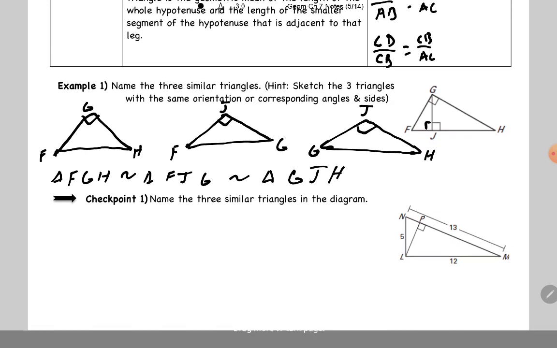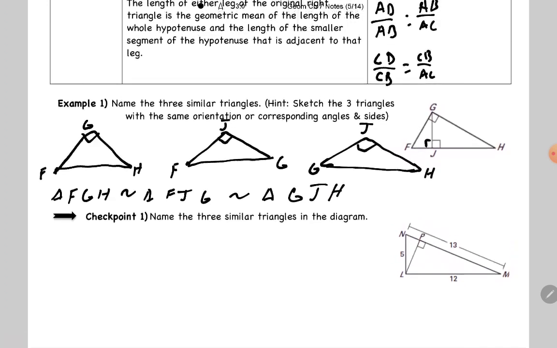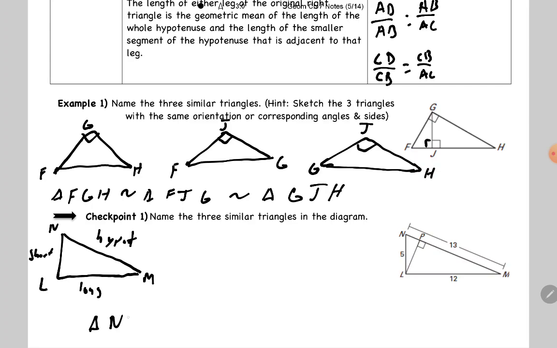Okay, let's try this again. Name 3 similar triangles in the diagram. So if we draw it out like that, we have short, long leg, and then the hypotenuse. Okay, this is the original NLM. So triangle NLM is similar to triangle something, which is similar to triangle something.